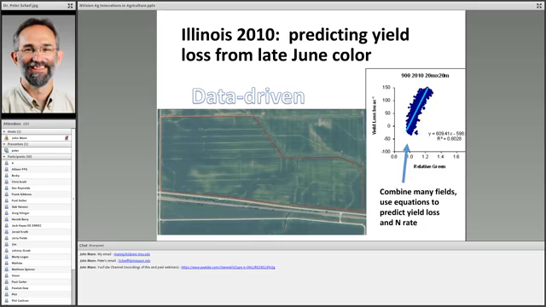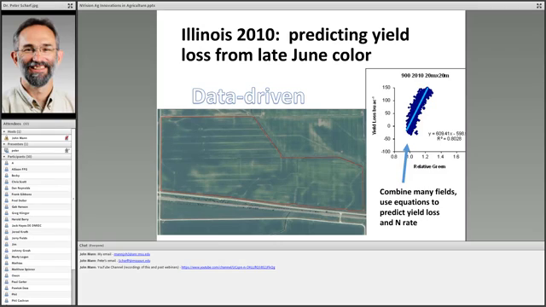If we could predict it in late June, then we would know how bad this problem is, and do we really need to do anything about it or not? And when you're sitting in the coffee shop trying to guess, you may be pretty far off.